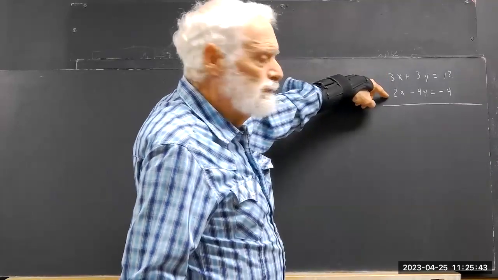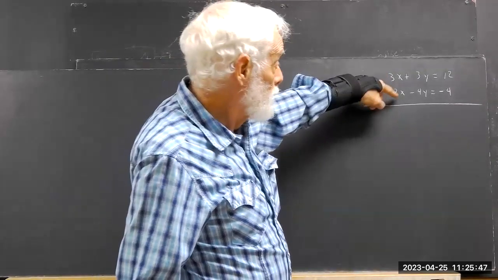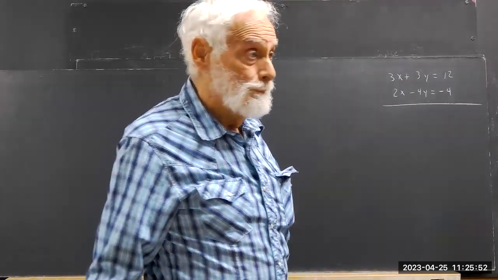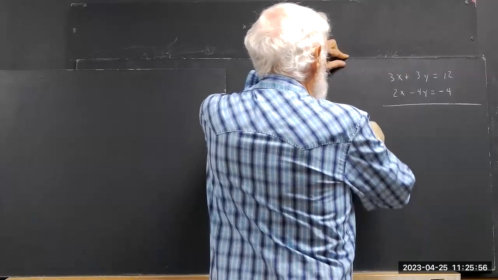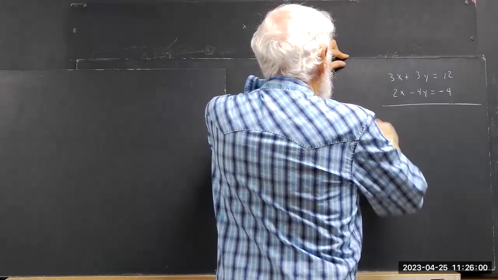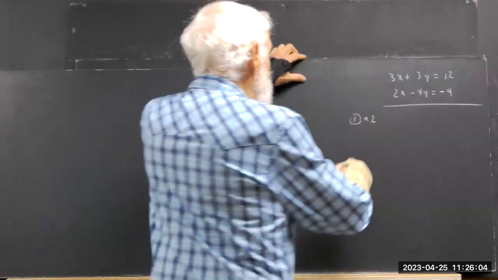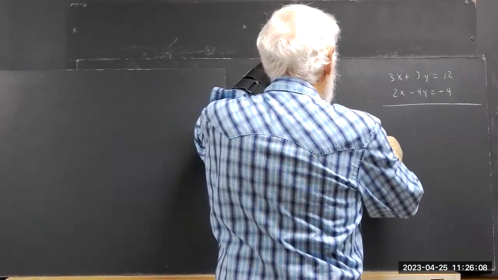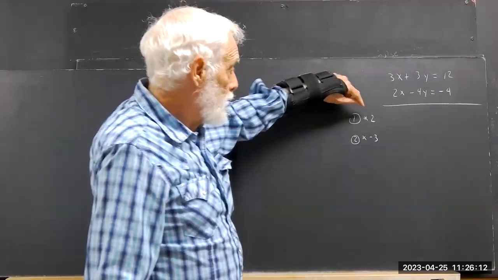If you add these as they are, you're not going to eliminate x. If you add these as they are, you're not going to eliminate y. Okay. What we're going to have to do is take the first equation and multiply it by 2, and the second equation, multiply it by -3. What does that accomplish?